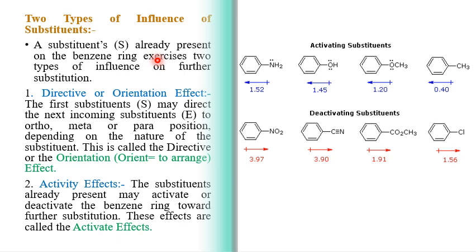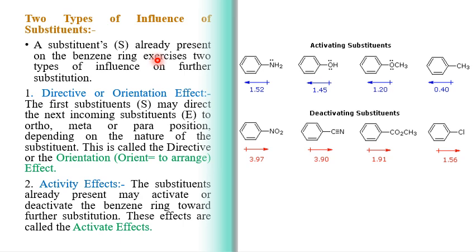Can you understand? Here in the monosubstituted product, one substituent is already present. That substituent may direct the next incoming substituent, so it will occur in the ortho position, meta position or para position of the benzene ring. This incoming depends on the nature of the substituent, and this whole process is called the directive effect.